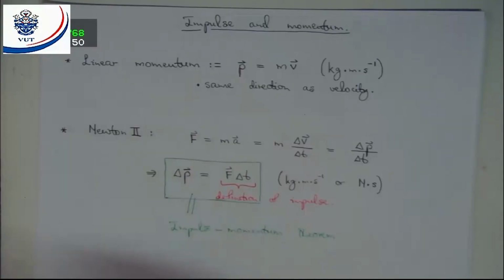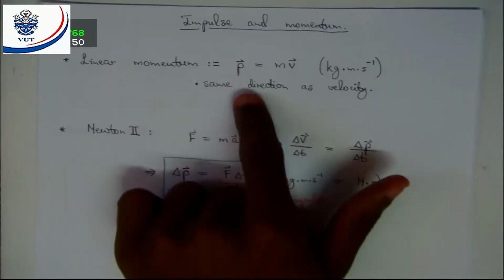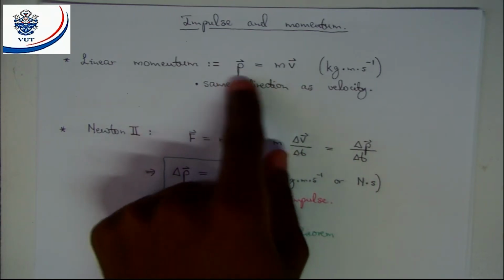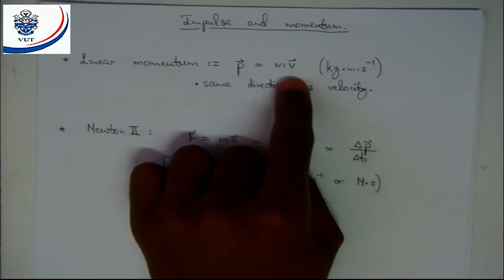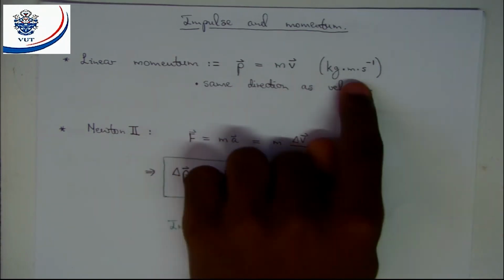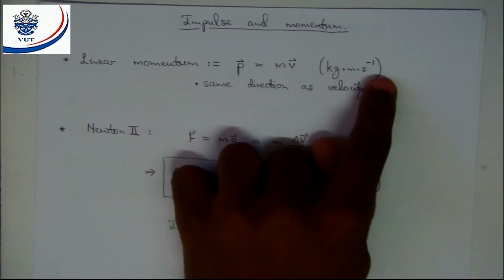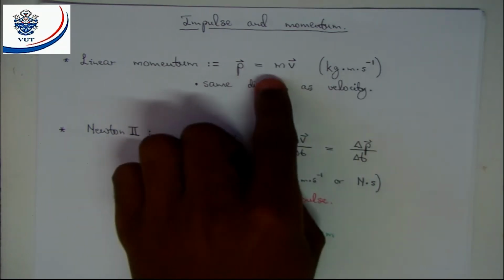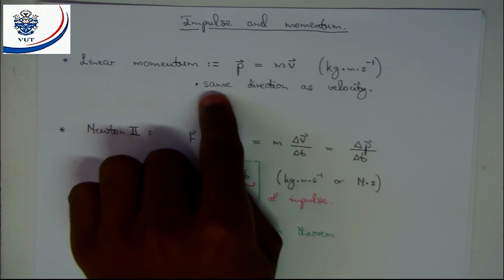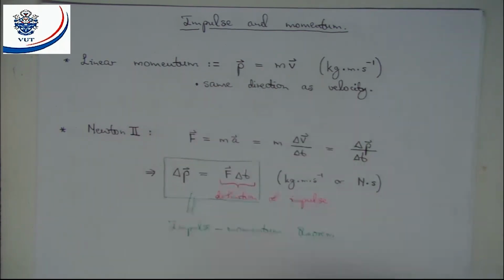So the summary: we said linear momentum is P, and it's a vector, so it has an arrow. And we said P is equal to mass times velocity. So it's velocity multiplied by mass. We know velocity is a vector, and the unit is kilogram meters per second. And you can see that there's no negative sign in front of the equation. So momentum is in the same direction as velocity.